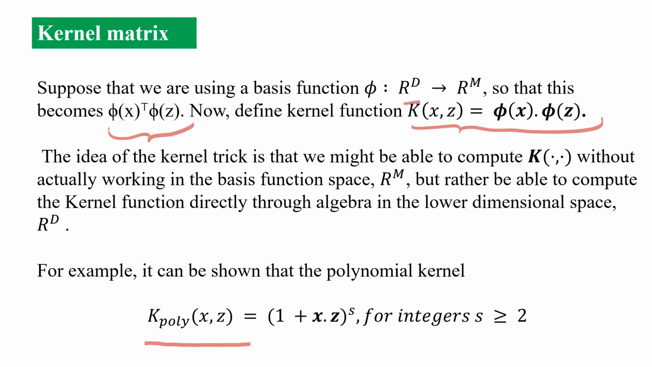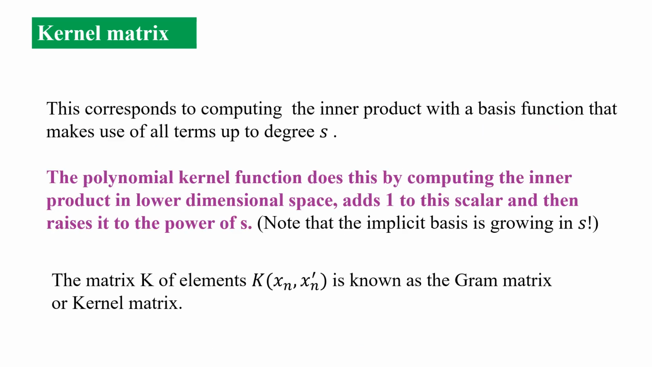For example, we saw that for polynomial, the kernel function is 1 plus x dot z, to the power s, for integers s greater than or equal to 2. We have seen this example for s equal to 2 in the previous slide. So what is this? This is what we are doing. This corresponds to computing the inner product with a basis function that makes use of all terms up to degree s.